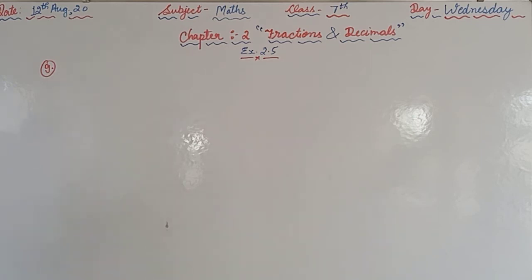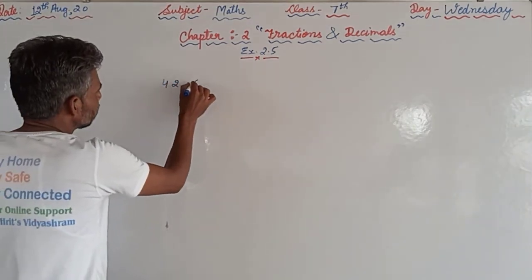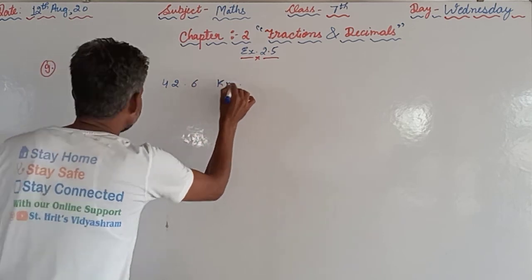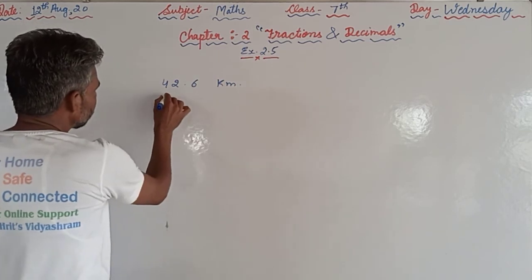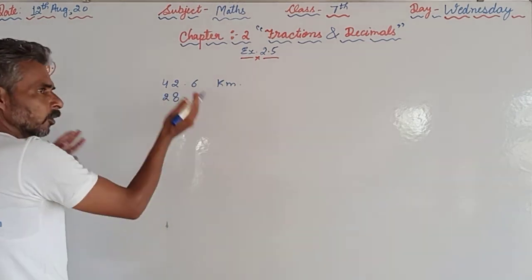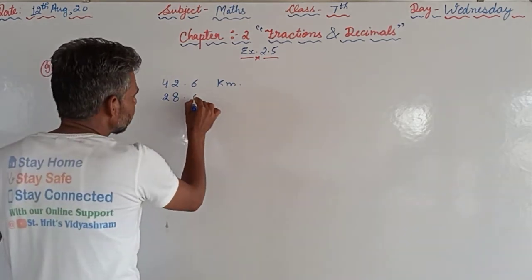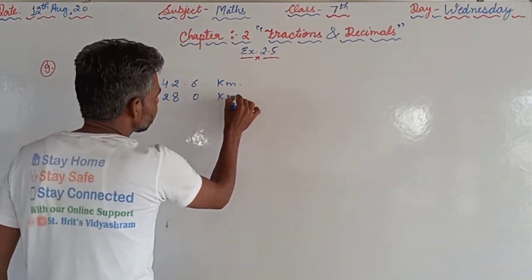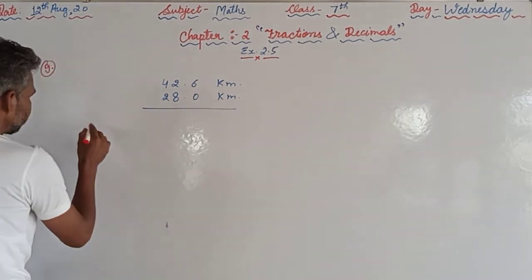How much less is 28 kilometer than 42.6 kilometer? We have to find the difference between 42.6 kilometer and the second number, 28 kilometer. 28 kilometer means 28 on the left hand side of the decimal there will be kilometers, on the right hand side there will be meters. So there is no meters, then we can write 28.0 kilometers. We have to find the difference.